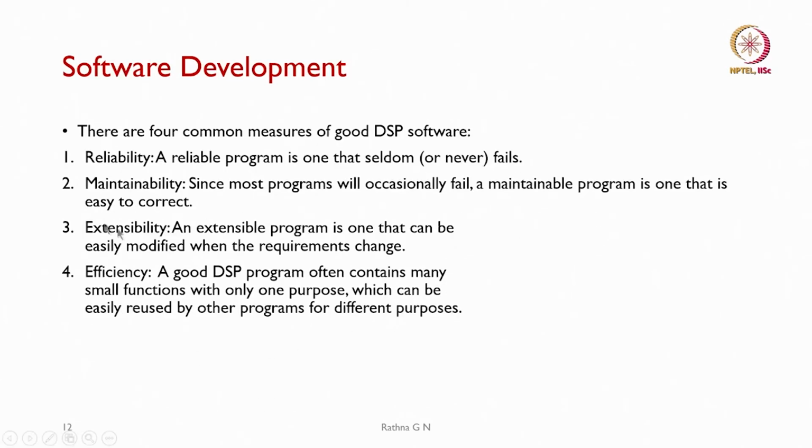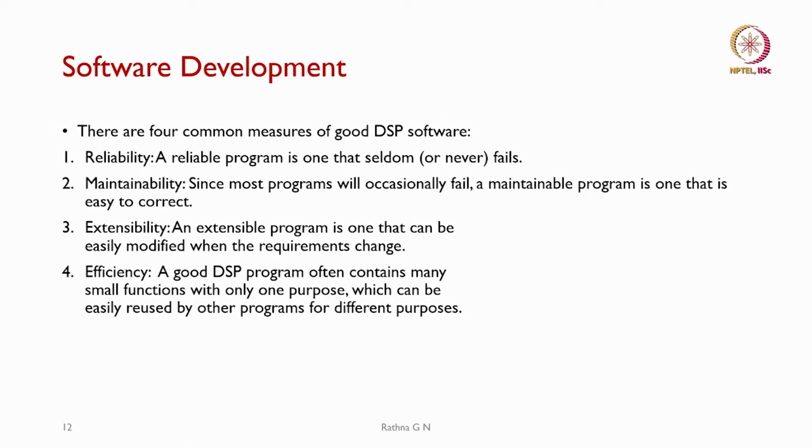Coming to the software development, there are 4 common measures of a good DSP software. What are they? The first one is reliability. A reliable program is one that seldom or never fails. So, you will be seeing that Google never goes down, or you can say that it has gone down once in 20 years or so.